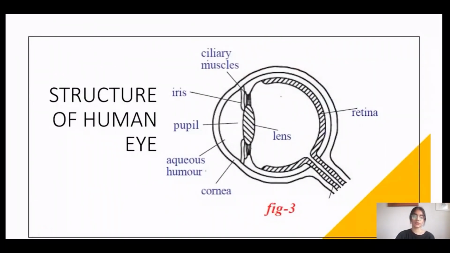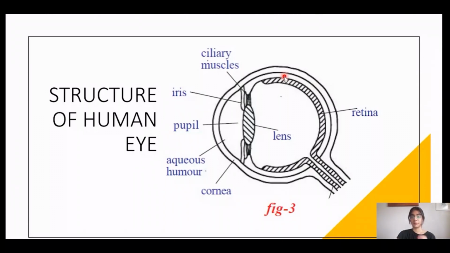Let's now come to the structure of the human eye. This is going to be the most important topic in the entire chapter, the structure of the human eye. Let's go through the structure. This is the eye, and this is the front part that you see normally. This is what happens behind the eye socket. This is a nerve that goes to the brain. So there are parts of the human eye that we will be discussing one by one.